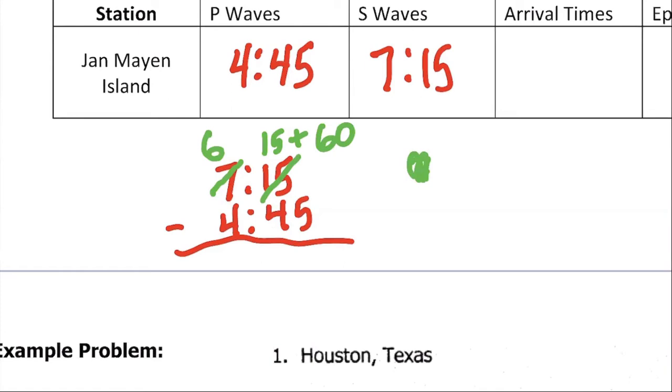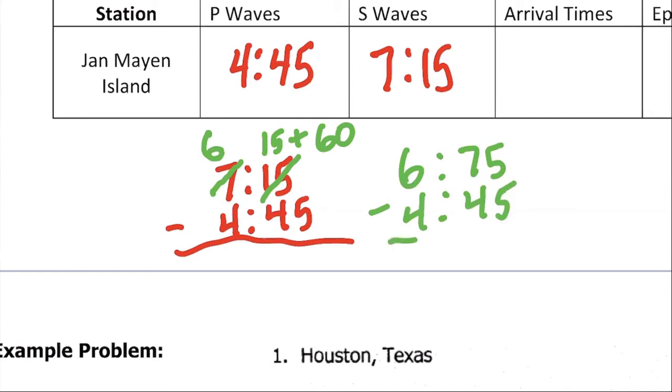Your actual problem is 675 minus 445. So again, this is like time subtraction. You've got to follow these rules. And if you're not sure why we just did that, you just have to treat the seconds as a group and the minutes as a group.